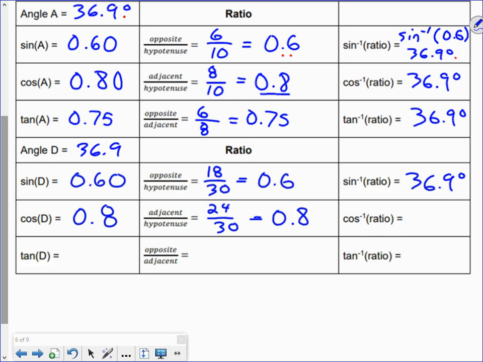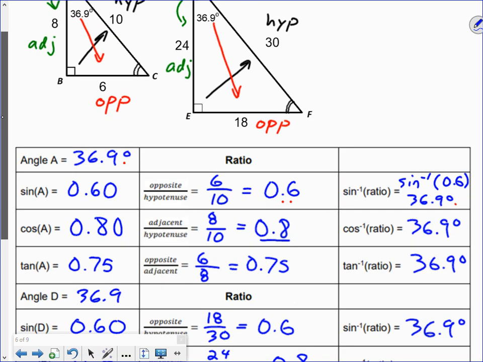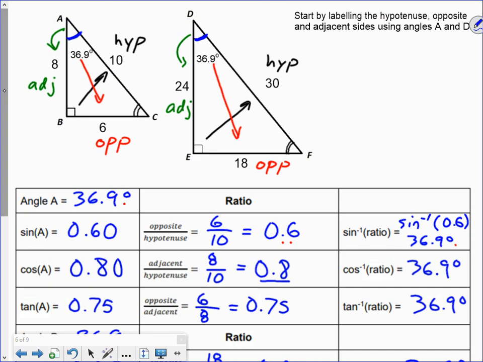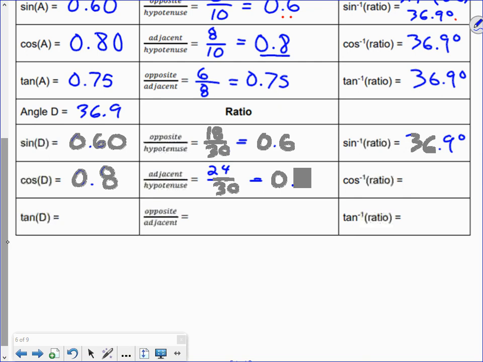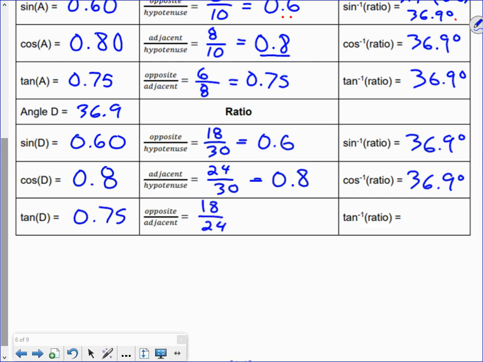Okay, and we expect them to be in the same ratio because, again, these are similar triangles that we're working with here, right? All three angles are the same. So if all three angles are the same, we expect the sides to be proportional. So the ratio between the sides is going to be the same. 36.9. And this is going to be true no matter which of these ratios we use. We're going to get 0.75 here. We're going to have 18 over 24. Again, 0.75. And we can get our angle back again.